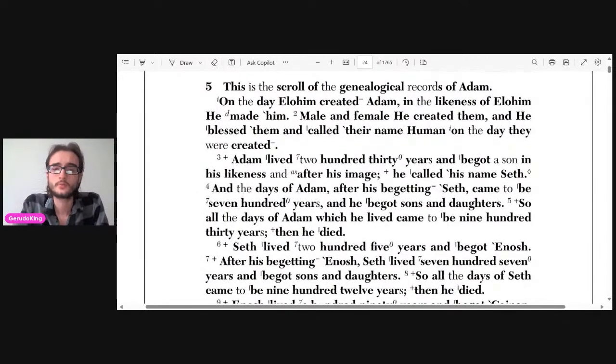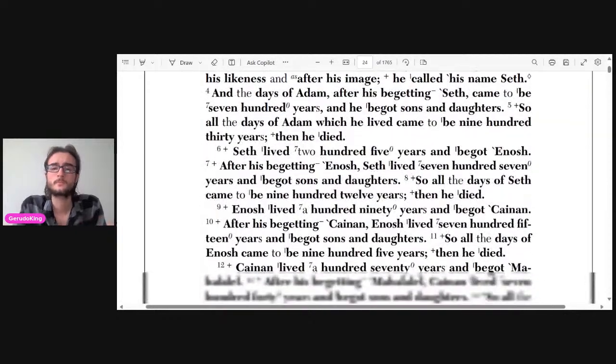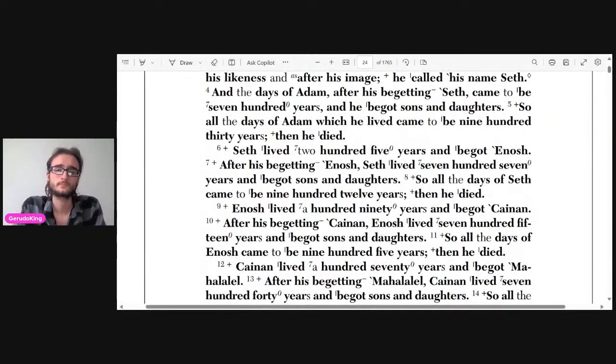This is the scroll of the genealogical records of Adam. On the day Elohim created Adam, in the likeness of Elohim he made him. Male and female he created them, and he blessed them and called their name human on the day they were created. Adam lived 230 years and begot a son in his likeness and after his image. He called his name Seth.